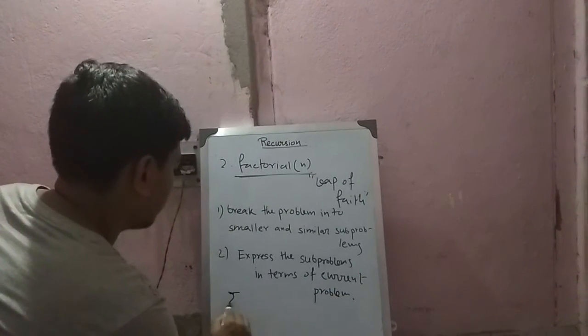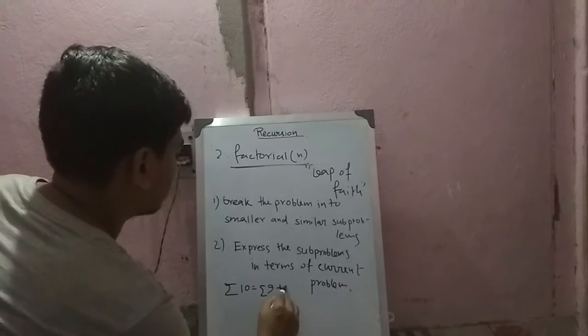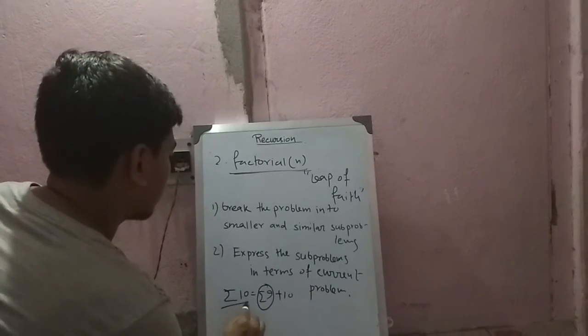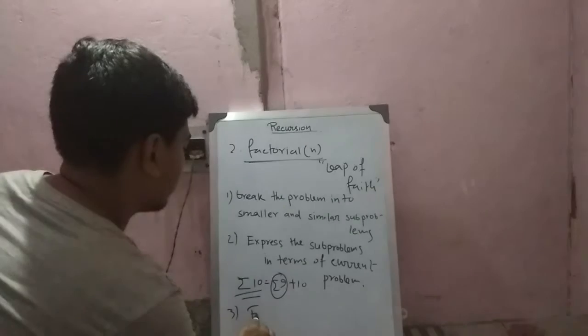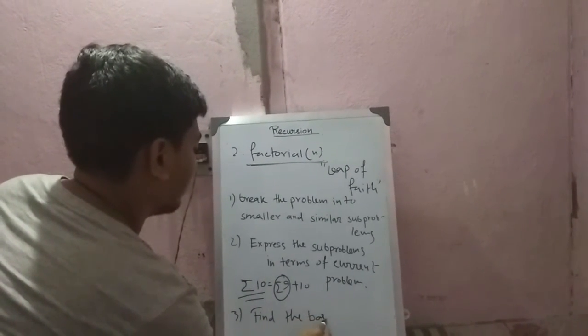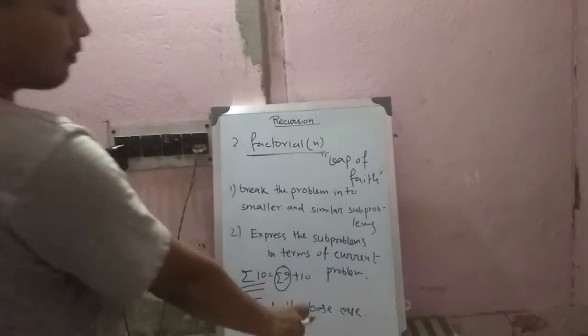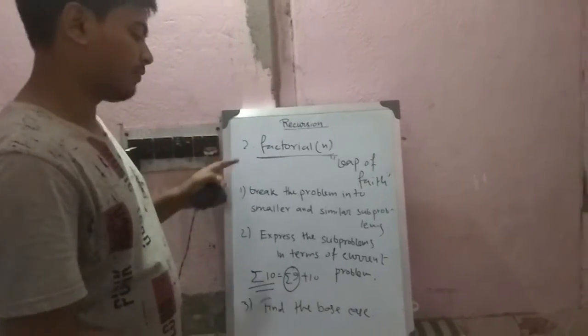How? I discussed sum of 10 equal to sum of 9 plus 10. So you express the subproblem in terms of the current problem. Okay, so this is step 2, and step 3, find the base case. Okay, so this is the 3rd step. You have to find the base case, because otherwise the code might fall into an infinite loop.